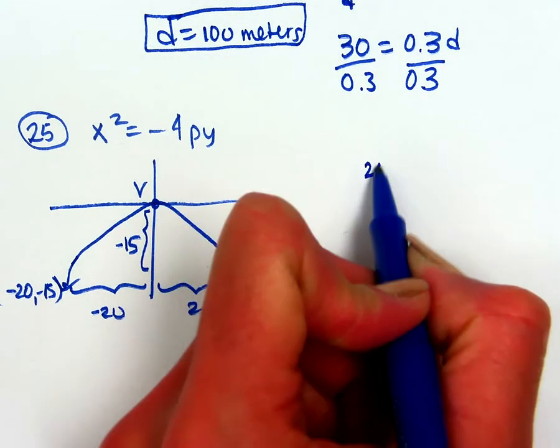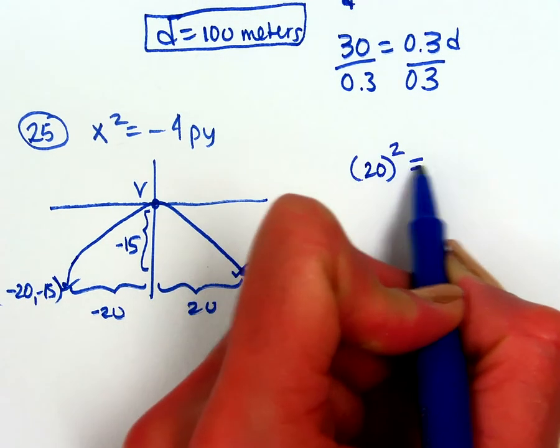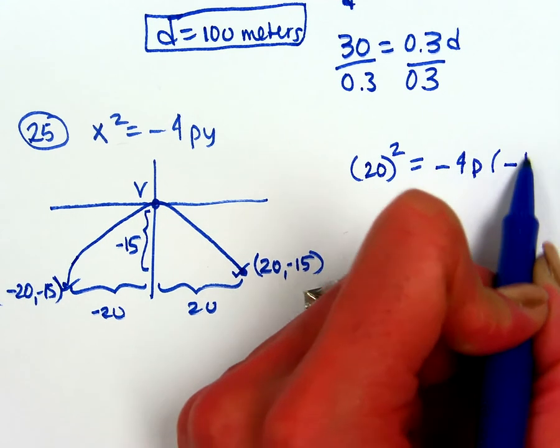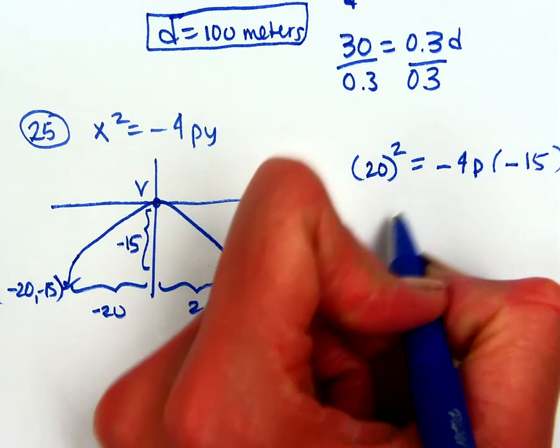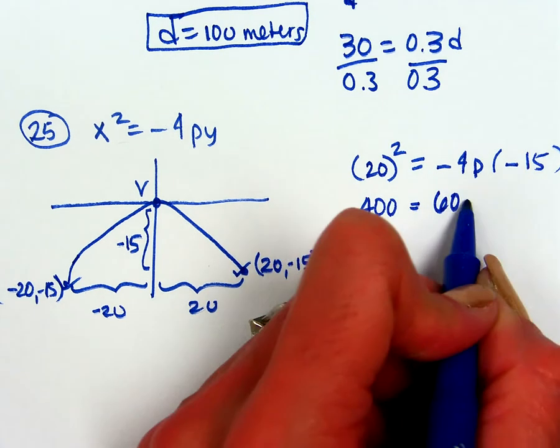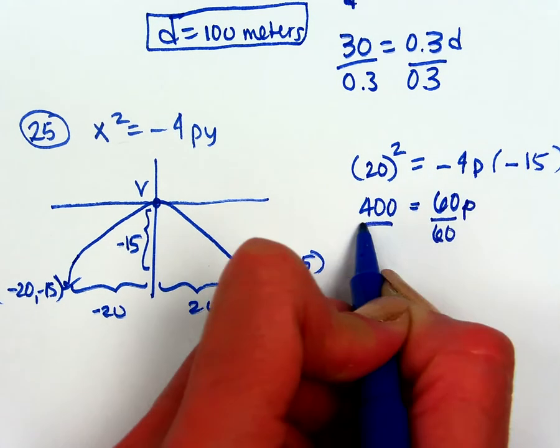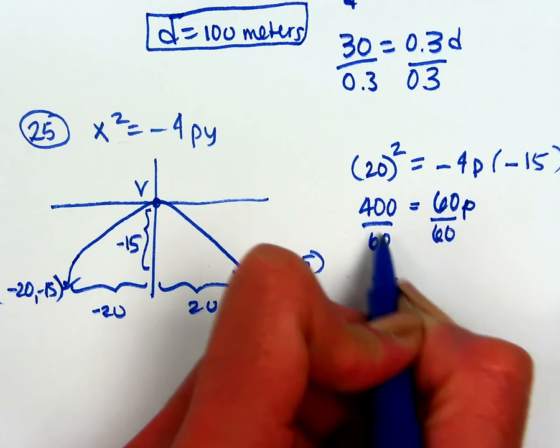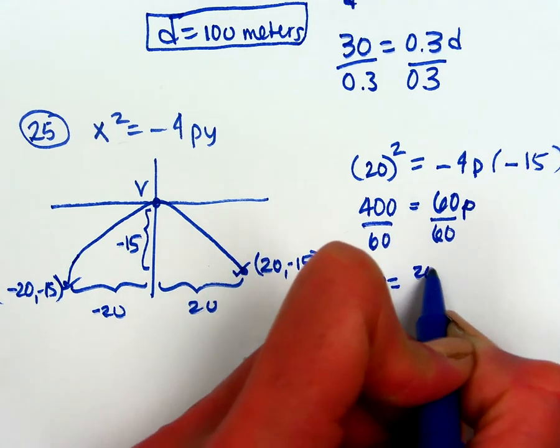So x is 20, so I'm going to do 20 squared equals negative 4p times negative 15. So if I do 20 squared, that's 400. That gives me 60p. And if I divide both sides by 60, I get p to equal 40 over 6, which is 20 thirds.